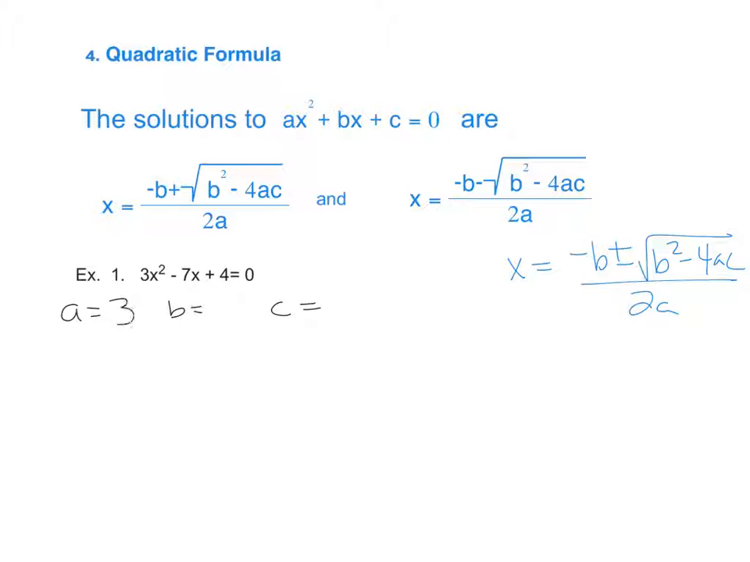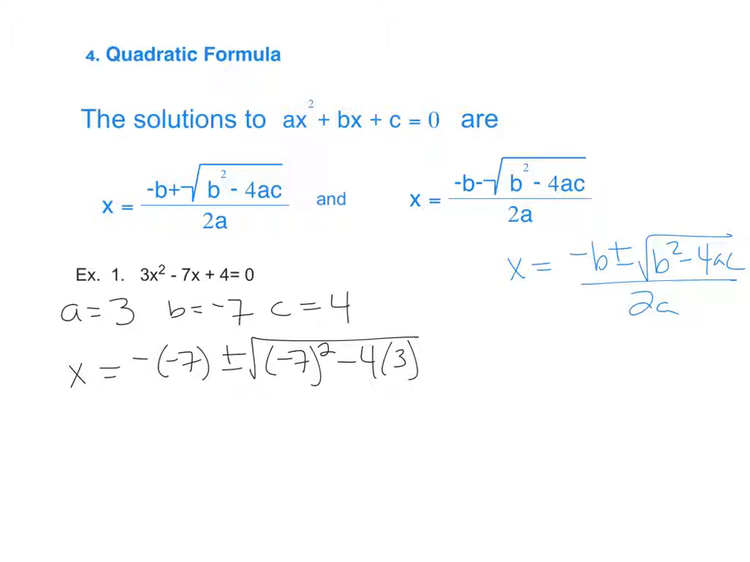So my a here is 3, and my b is actually negative 7. Don't forget that negative, and my c is going to be 4. So when I use my quadratic formula, and I'm going to use the shortcut with the plus or minus, I'm going to have the opposite of negative 7 plus or minus the square root of the quantity negative 7 squared minus 4 times 3 times 4 all over 2 times a, which is 3. And now this is why the quadratic formula is not my first choice: I need to simplify this, and it's easy to make a mistake.